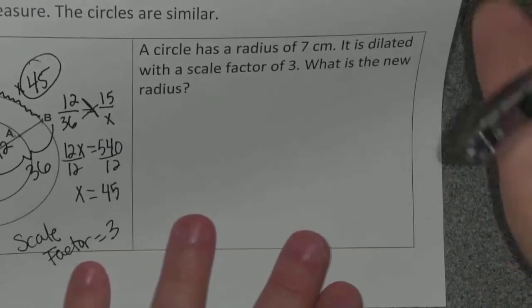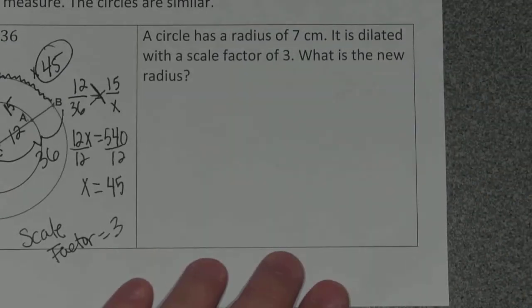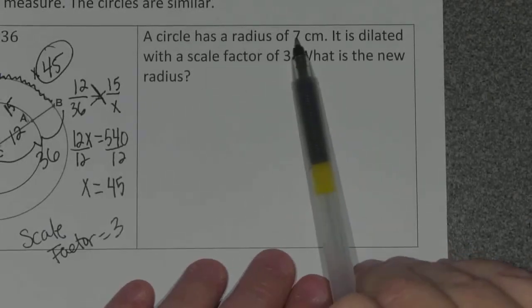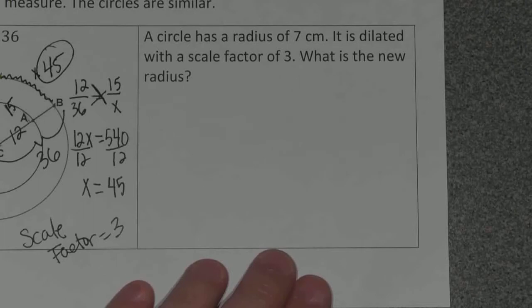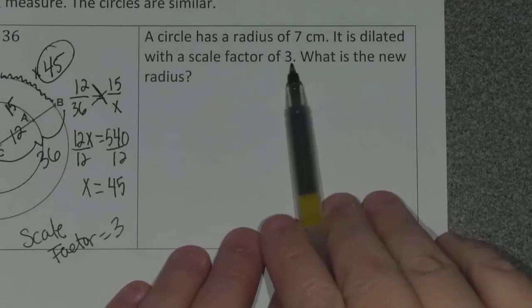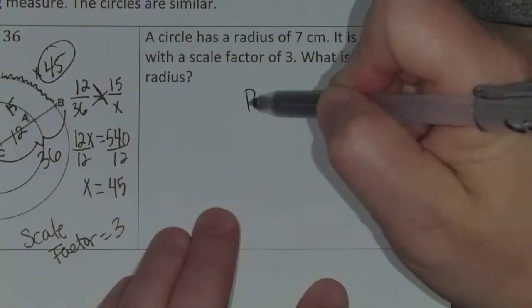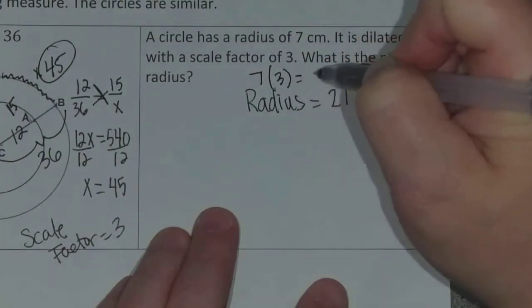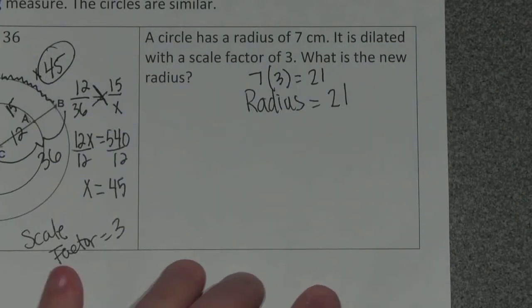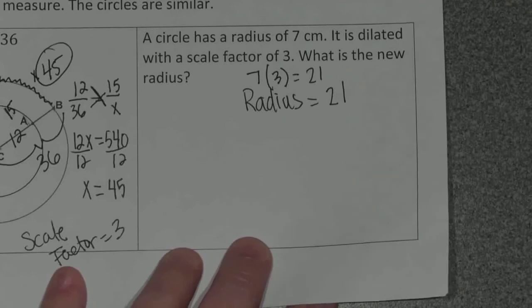All right, last problem. It says a circle has a radius of 7. It is dilated with a scale factor of 3. What's the new radius? Do you guys remember dilated means make bigger or smaller, right? So if the original radius is 7, and I scale factor it, anybody remember what we do with the scale factor? We multiply by it. So if my scale factor is 3, what's my new radius going to be? 21. The new radius is 21. Because I would take that 7, I would multiply it by the scale factor, and I would get 21 for my answer. Okay? Questions on that?